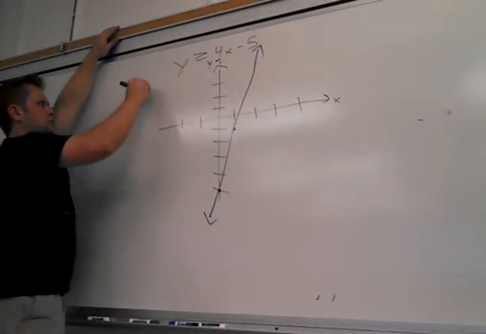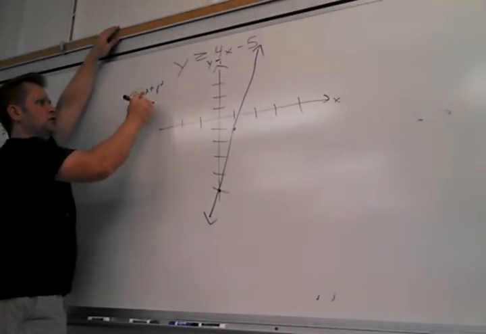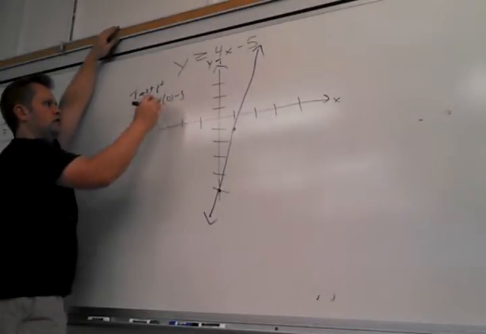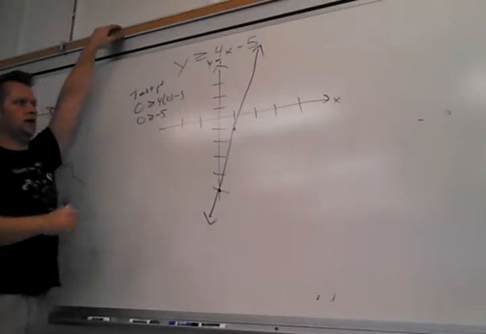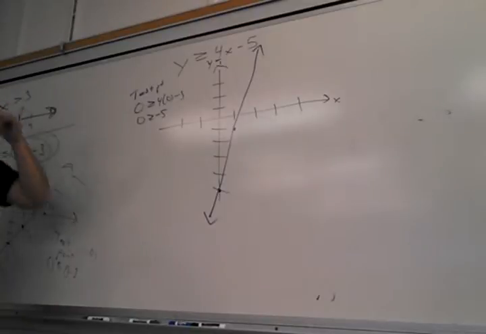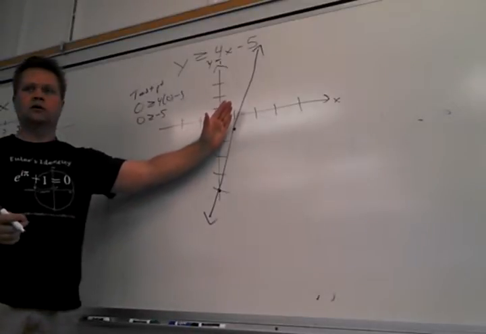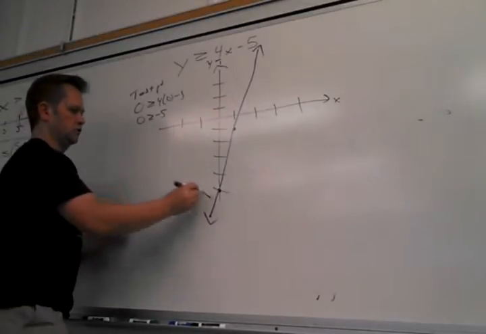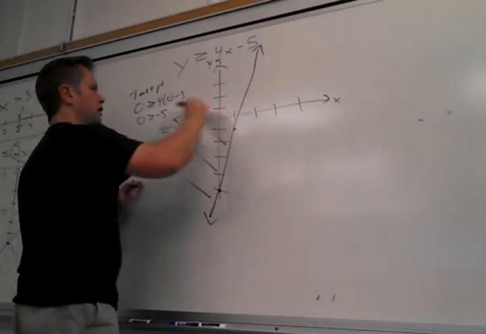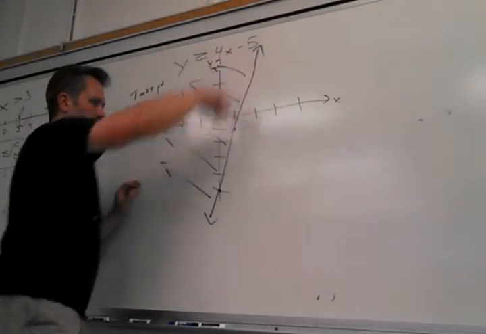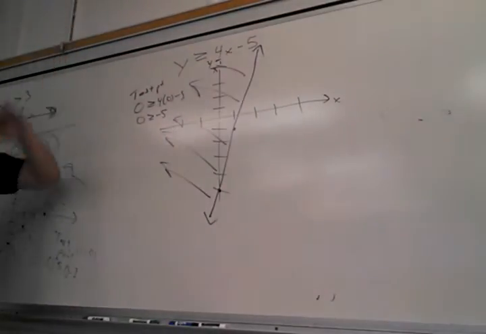So if I use the test point, is 0 greater than or equal to 4 times 0 minus 5? Is 0 bigger than or equal to negative 5? Yes. Which means I can shade towards 0, 0. Good. Which some of you guys correctly identify as up. It's very steep, but it's still up from that line.